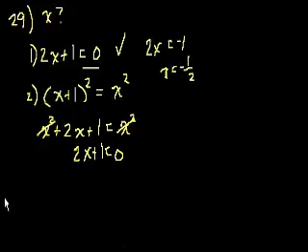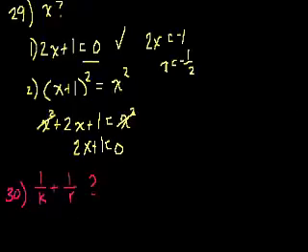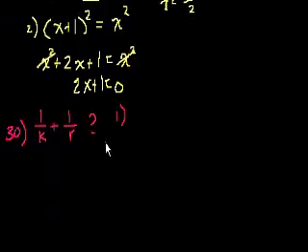Problem number 30. What is the value of 1 over k plus 1 over r? And what information do they give us? So they tell us that k plus r is equal to 20. k plus r is equal to 20. Not obvious to me how to figure out from this what 1 over k plus 1 over r is.